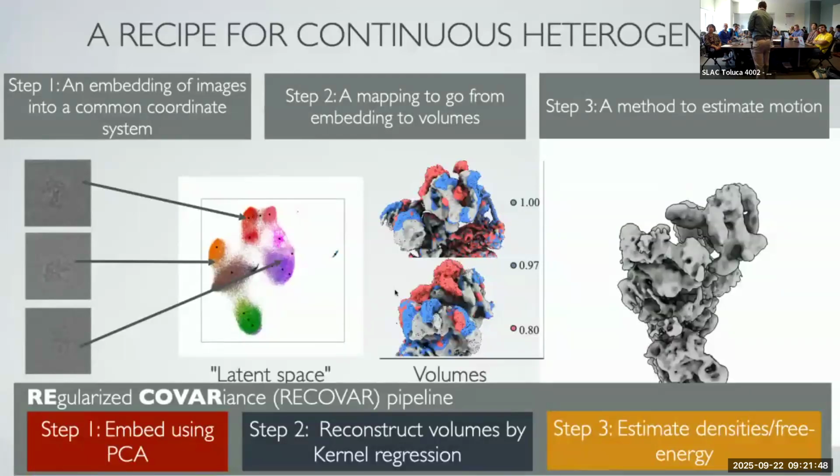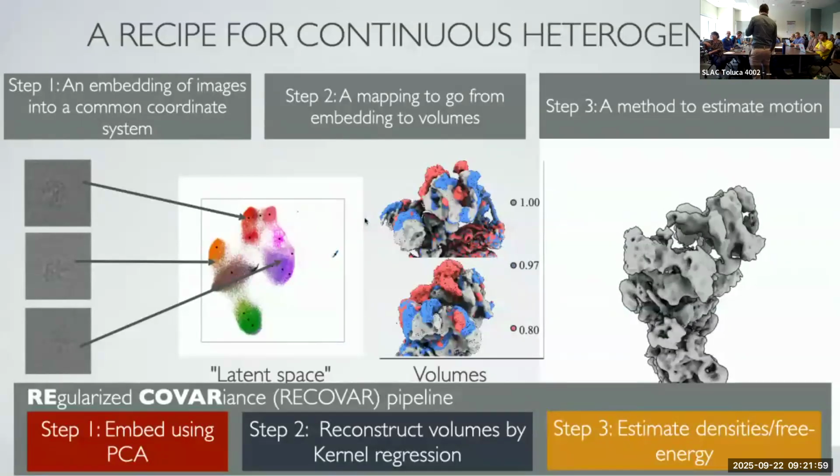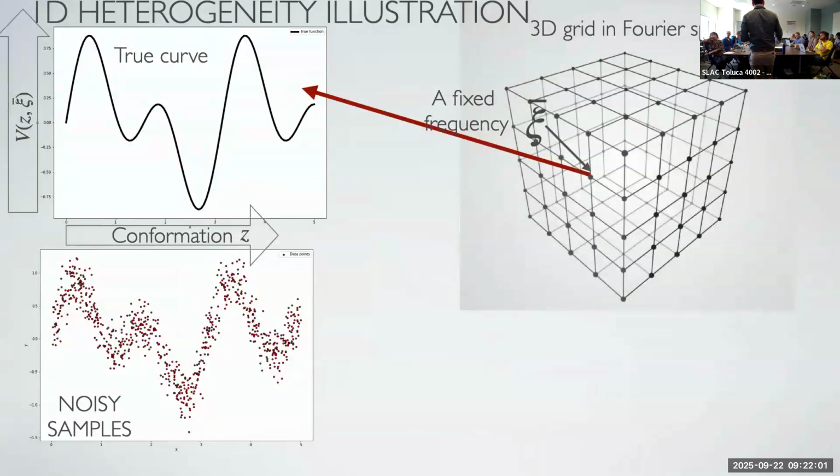The next step is to take this latent representation and reconstruct volumes. To motivate the approach, I'm going to look at reconstruction of, let's say, a 1-dimensional heterogeneity. Let's do the simplest case first. If we're trying to reconstruct a 1-dimensional heterogeneity, we're really trying to recover a function of 4 variables: 3 spatial variables for the volume, and 1 extra variable for the conformation.